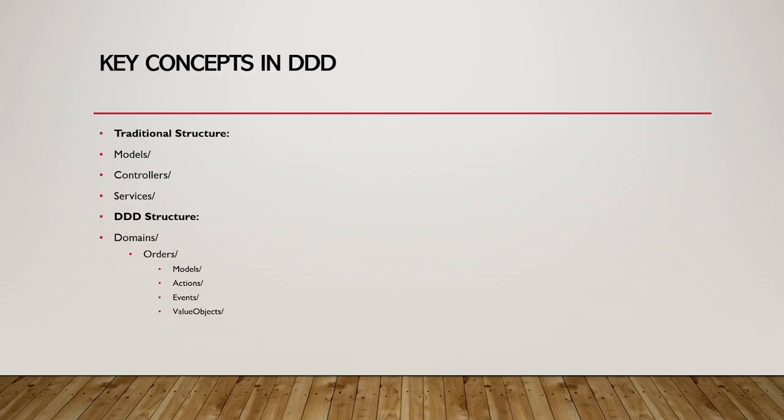DDD structure versus traditional. Finally, let's compare the traditional Laravel structure to a DDD approach. In a typical Laravel app, you have models, controllers, services. It's organized by type. But in DDD, we organize code by domain, like domain slash order slash models, domain slash order slash actions, etc. This structure makes it easier to locate, understand, and test business logic, especially in large complex systems.